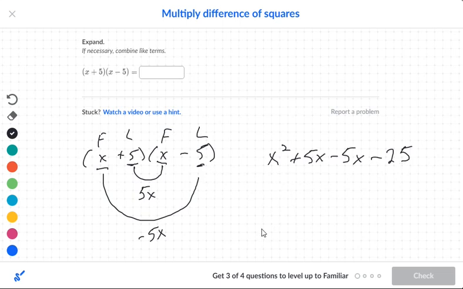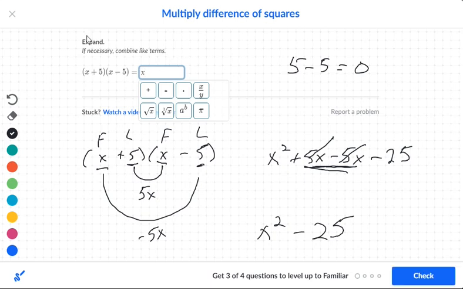So now we're going to say x to the second. Notice we're going to bring those two terms together because they're both x's. So basically you have 5 minus 5. 5 minus 5 is 0. So the middle terms here, the x's, they cancel out. So they disappear. So really the only thing I have left is x to the second minus 25.